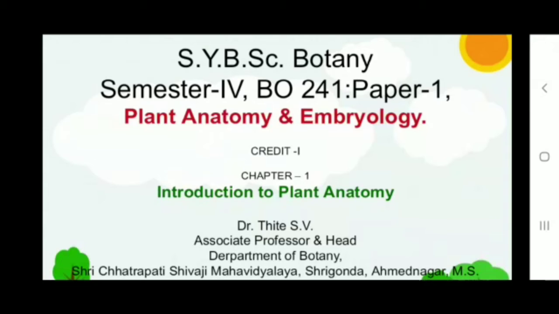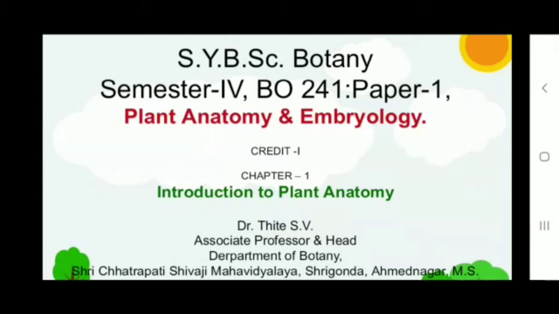in embryology, that is introduction. Number 8, microsporangium and male gametophyte. Number 9, megasporangium and female gametophyte. Number 10, that is pollination and fertilization. And next number, that is endosperm and embryo. So these are different chapters coming under this course. So in this lecture, first we see the first chapter in this course, that is introduction to plant anatomy.